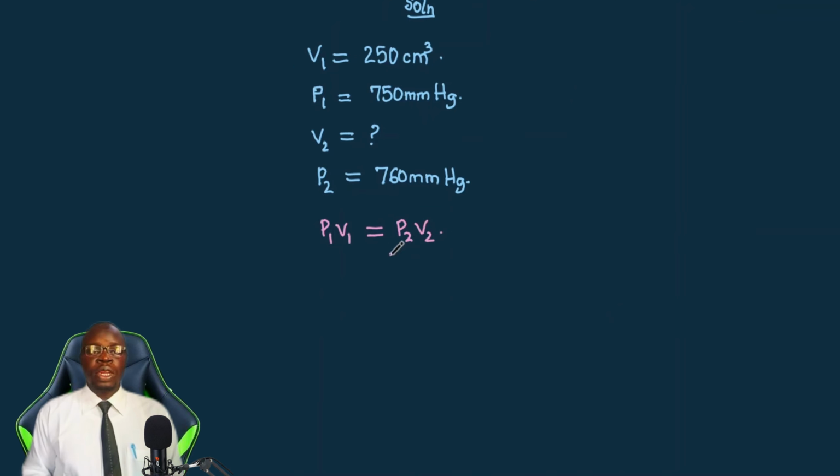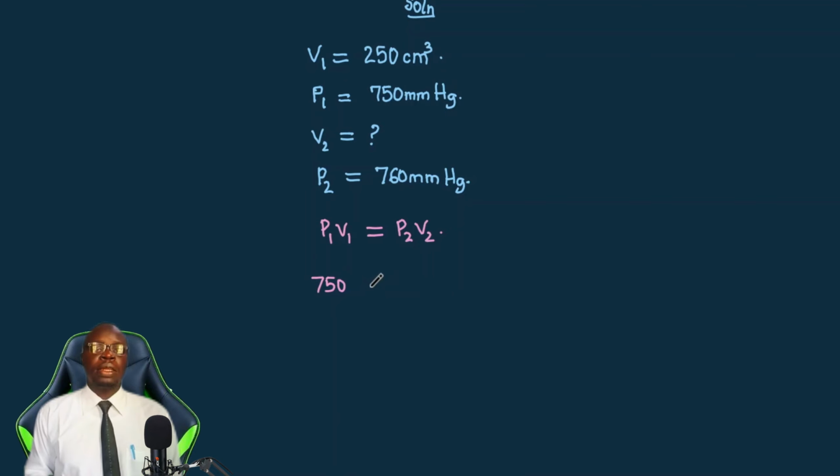So we can move on and make our substitution. Pressure 1 is 750. As I mentioned earlier on, we're not going to insert our unit, so just give our unit at the end of our working.